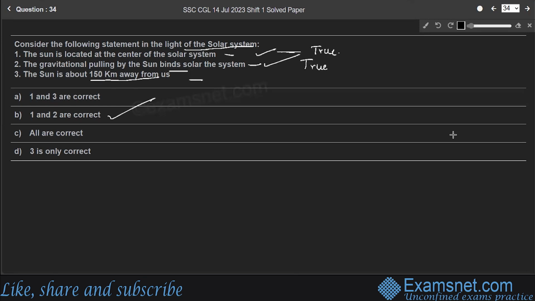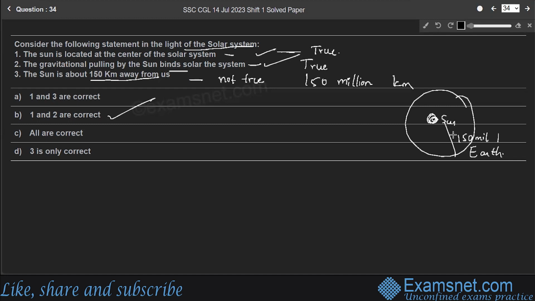Whereas the third one, the sun is about 150 kilometers away from us, is not true. Earth revolves around the sun at a distance of 93 million miles, which is 150 million kilometers. Therefore the sun is about 150 million kilometers away from us, and the third statement is not correct. So option B is the answer.